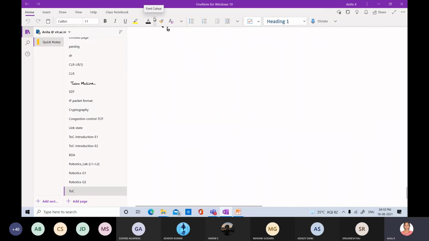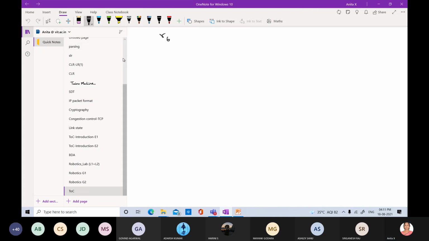Are you clear with the McNaughton-Yamada-Thompson algorithm? Yes or no? Yes, good. It is a straightforward mechanism, so it will be clear for you. Okay, I think one of your friends has asked to discuss the assignment answers. I'll be discussing later, because I have started with this one, so in the next class I will proceed with discussing the answers for the assignment questions.